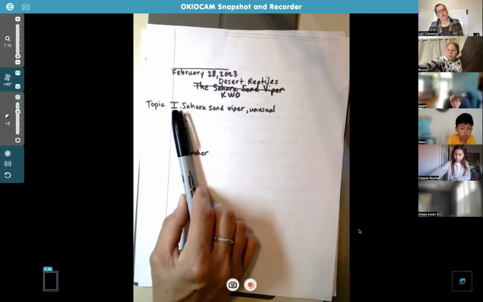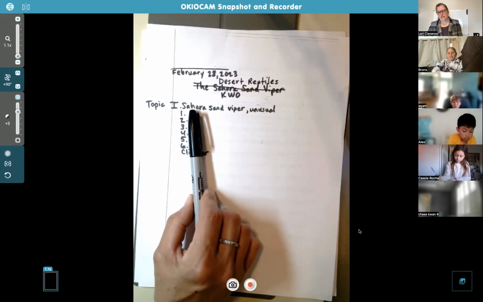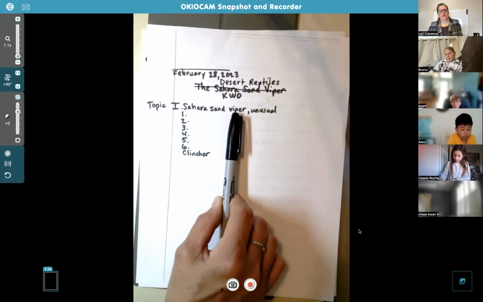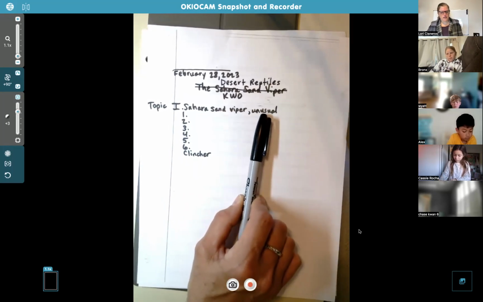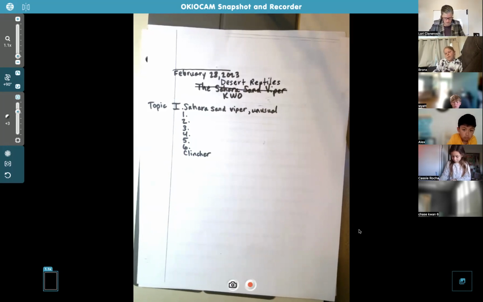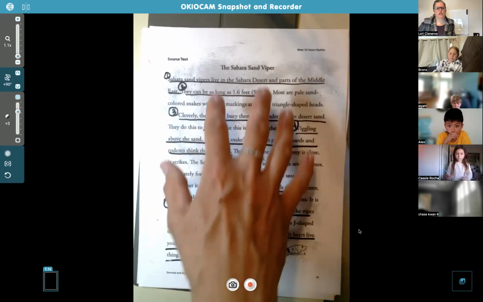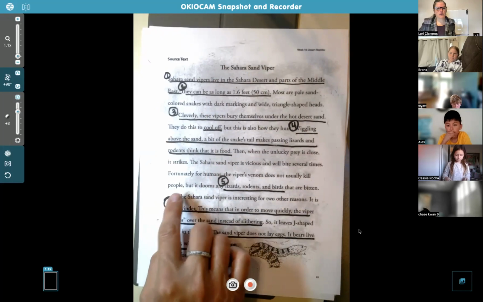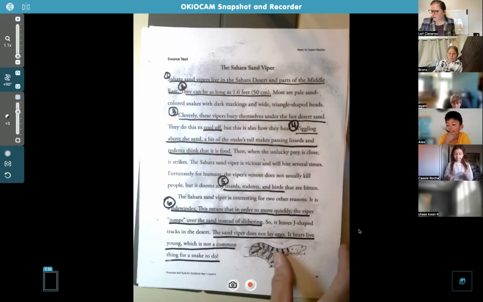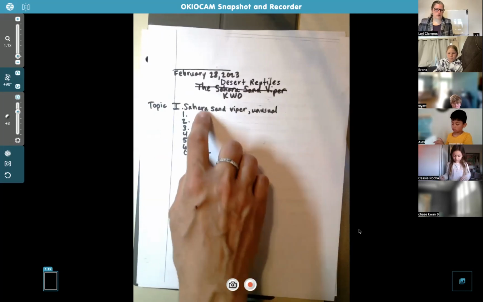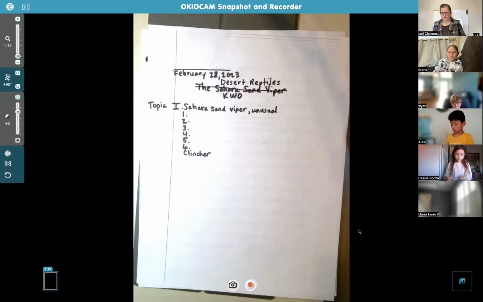So on Roman numeral 1, we have the name of this snake, Sahara Sand Viper, and we decided to put the word unusual. And then, remember this from last week? We looked at interesting facts, mine got copied weird, and then we numbered them. Remember how we did that? And each of those numbers was going to be part of your outline for numbers 1 through 6. Okay. So what I want to do first is, I think I'm going to skip that part actually. Let me look at my notes really quick here.